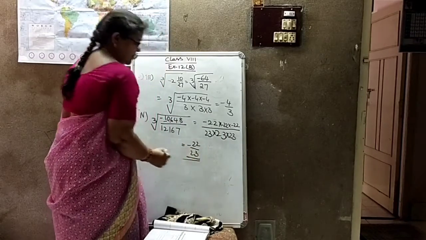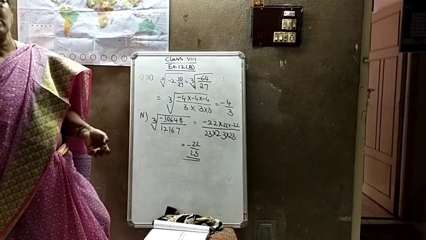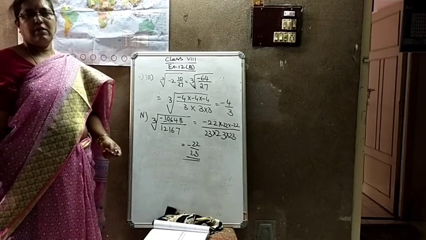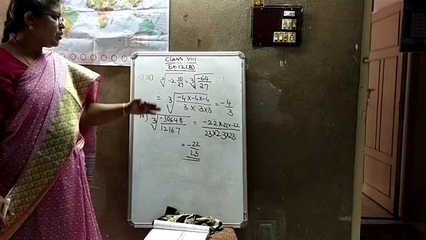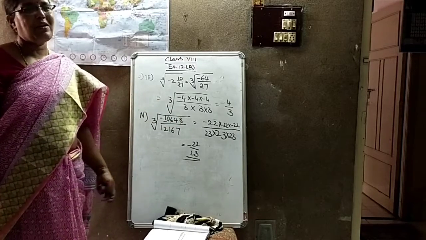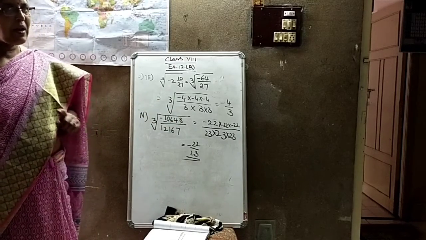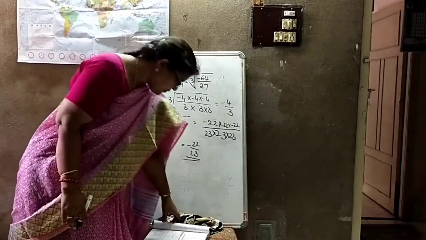Check your answer. I didn't solve by using the prime factorization method. When big numbers are given, you can use this estimation method also. I solved in that way, that's it. The remaining sums, please try by yourself. Okay, now?